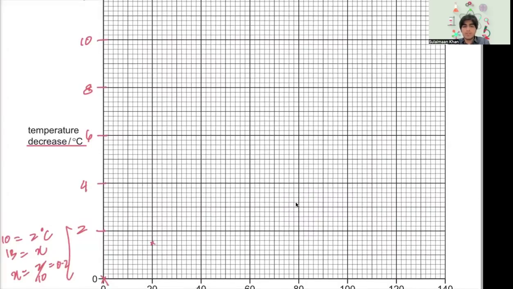Can I just copy this? I think we've done this in the live class. Have we done this paper in the live class? Hold up, if we have, then let me just pause the recording and copy the graph, because I can't be bothered to draw this graph again. You get the idea.